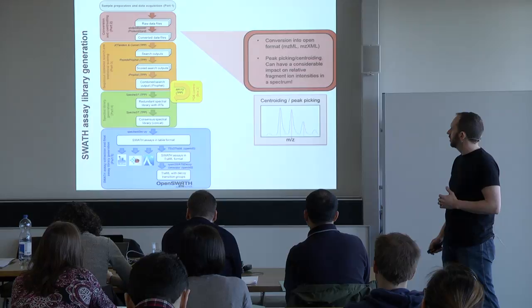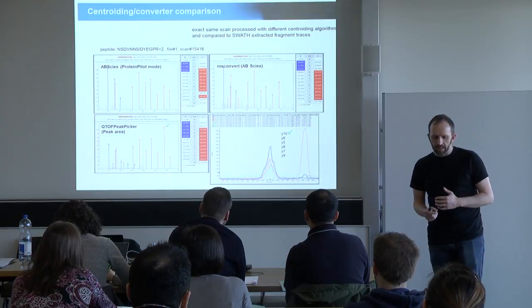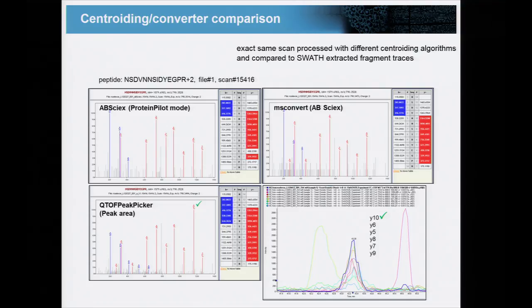And we've seen this. This is a slide which shows exactly the same MS spectrum centroided with three different centroiding algorithms. One is the SCIEX ProteinPilot mode, this tool that they have. One is MSConvert, which is an open source tool, but it's using the AB SCIEX libraries to do the centroiding.